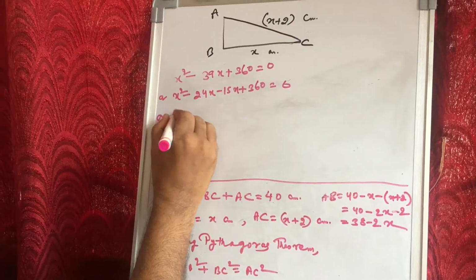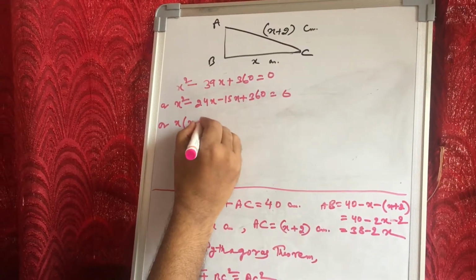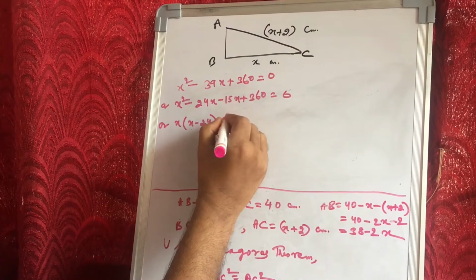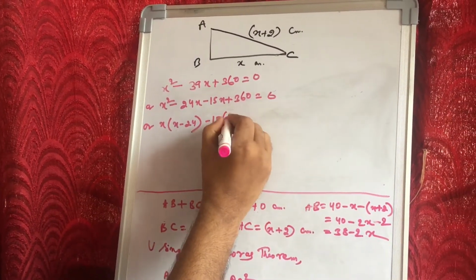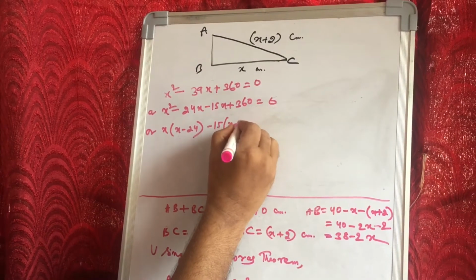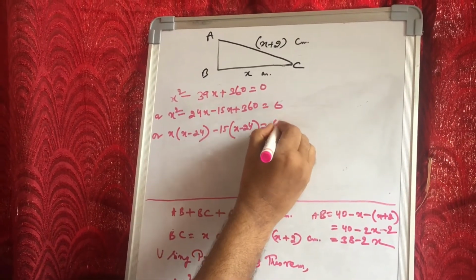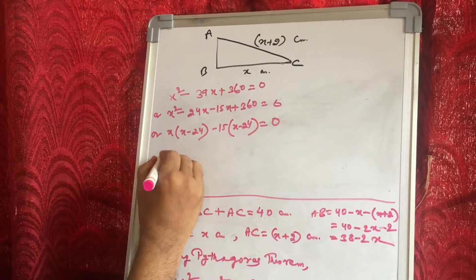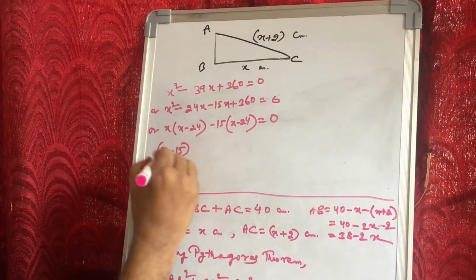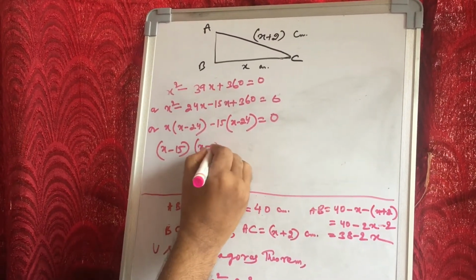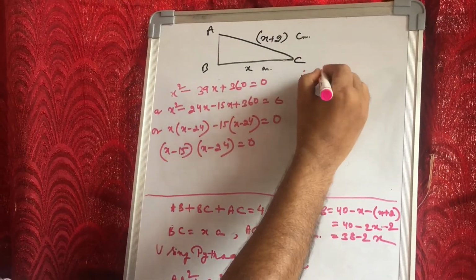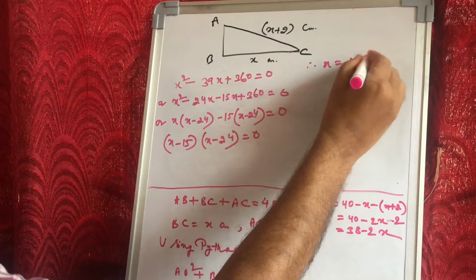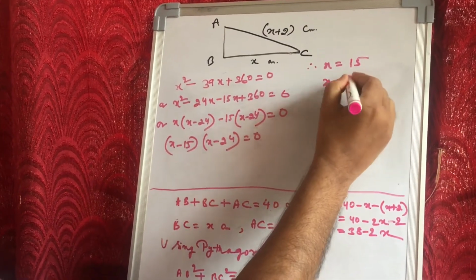Then taking x as common, it is x minus 24. Taking 15 as common, 15 into x minus 24 is equal to 0. So x minus 15 and x minus 24 is equal to 0. So x will be equal to 15 and x is equal to 24.